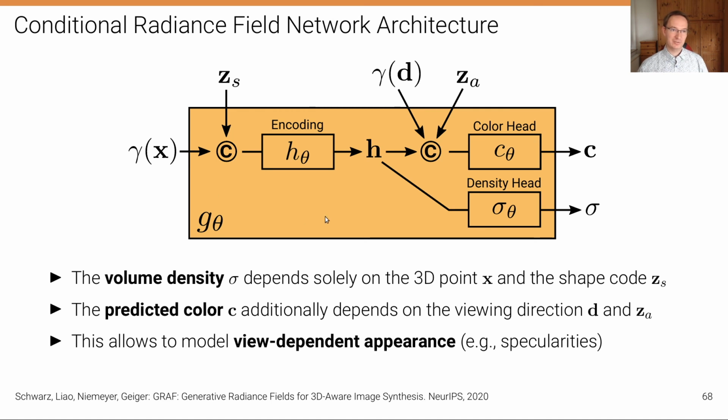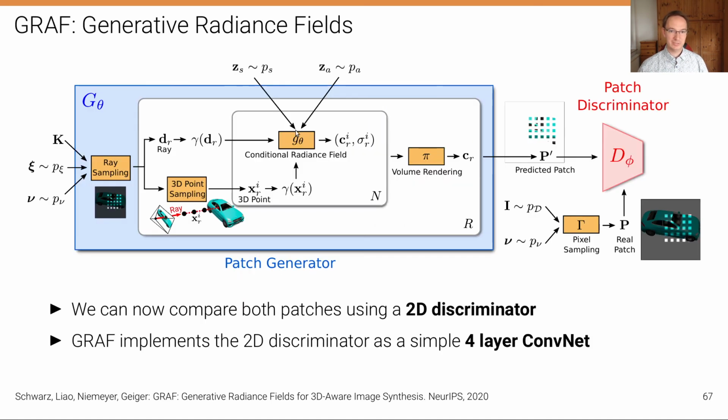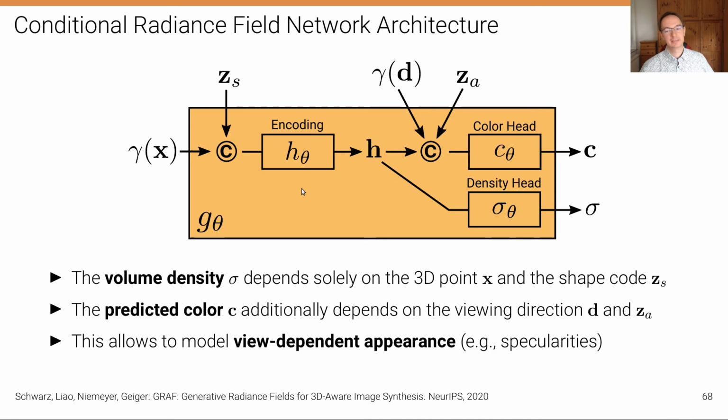Here's an illustration of the conditional radiance field network architecture. This is this block here. And as I mentioned already in the beginning, we have a shape code CS and an appearance code CA, but how do we make sure that they are not entangled? Why do they represent different things? Well, similar to NeRF, the volume density sigma depends solely on the 3D point X here, and not on the view direction D, which is injected later into the network. And it also depends on only the shape code CS, because the appearance code is later injected.